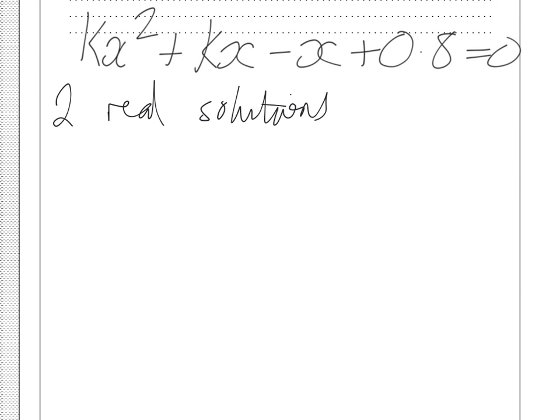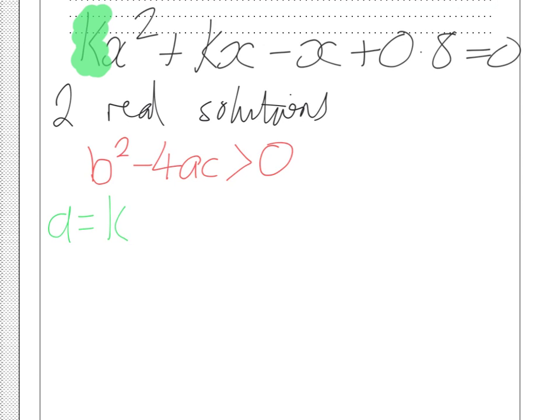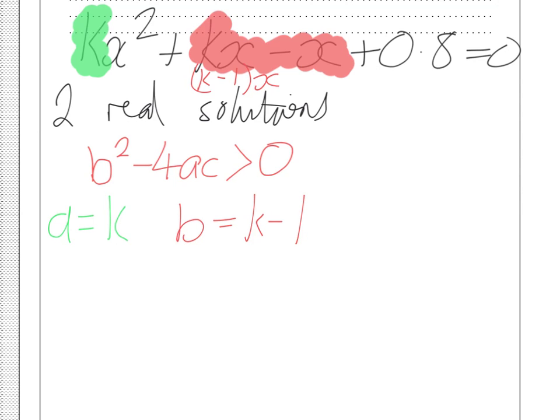When does a quadratic equation have two real solutions? It has two real solutions if b squared minus 4ac is greater than 0. And in this case, what's a, what's b, and what's c? Well, a is just this coefficient here, so a is k. B is the coefficient of x. If you took x out as a factor there, you would get k minus 1 times x. So b is equal to k minus 1. And then our c is just the last number. You have to watch out for the signs sometimes, but not a big deal in this case because c is positive, c is 0.8.